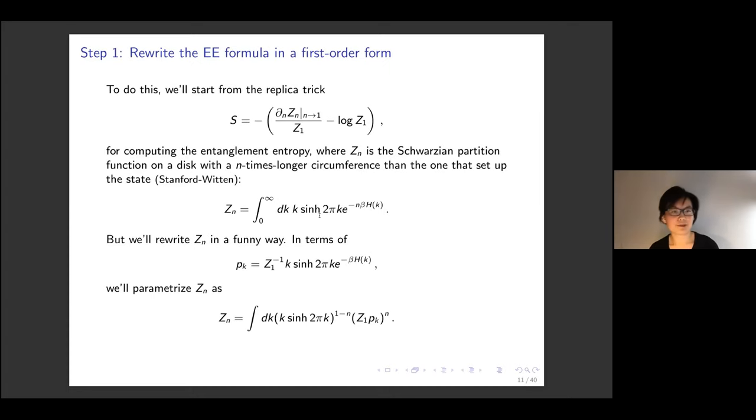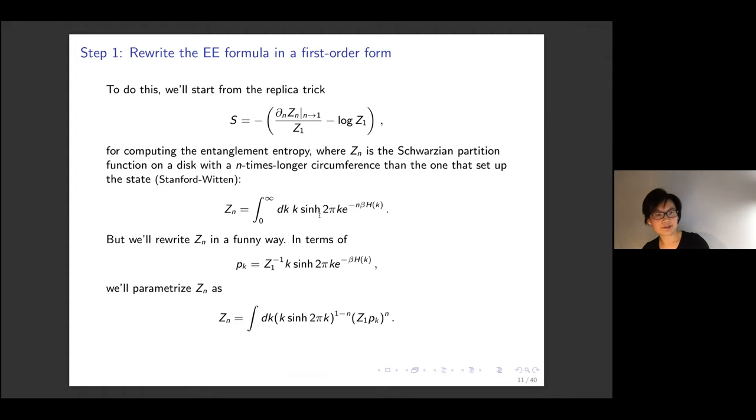Okay, and so to do that, we will use the replica trick to compute the entanglement entropy, where the unreplicated partition function in this case is the Schwarzschild partition function on a disk with an n times longer circumference than the one that we use to set up the state. And we know the explicit formula for this partition function thanks to Stanford and Witten.